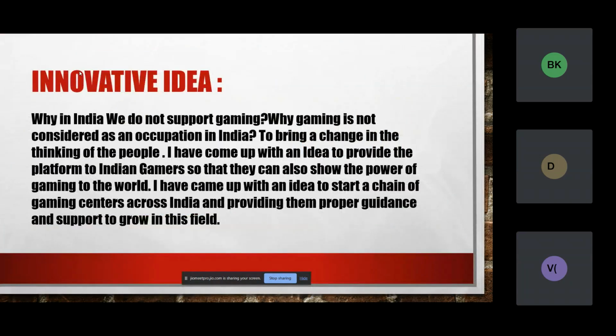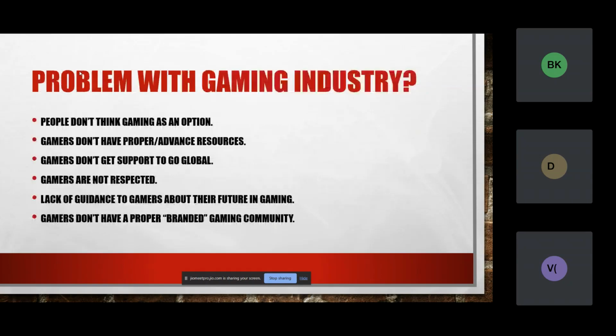The innovative idea behind us is that Indian gamers have the power of gaming. They know how to game, but we do not have a proper chain of gaming centers in India. So to avoid the situation where Indian gamers feel that they are not respected in society, we are creating a chain of gaming centers across India that will provide proper support and guidance to the gamers in India.